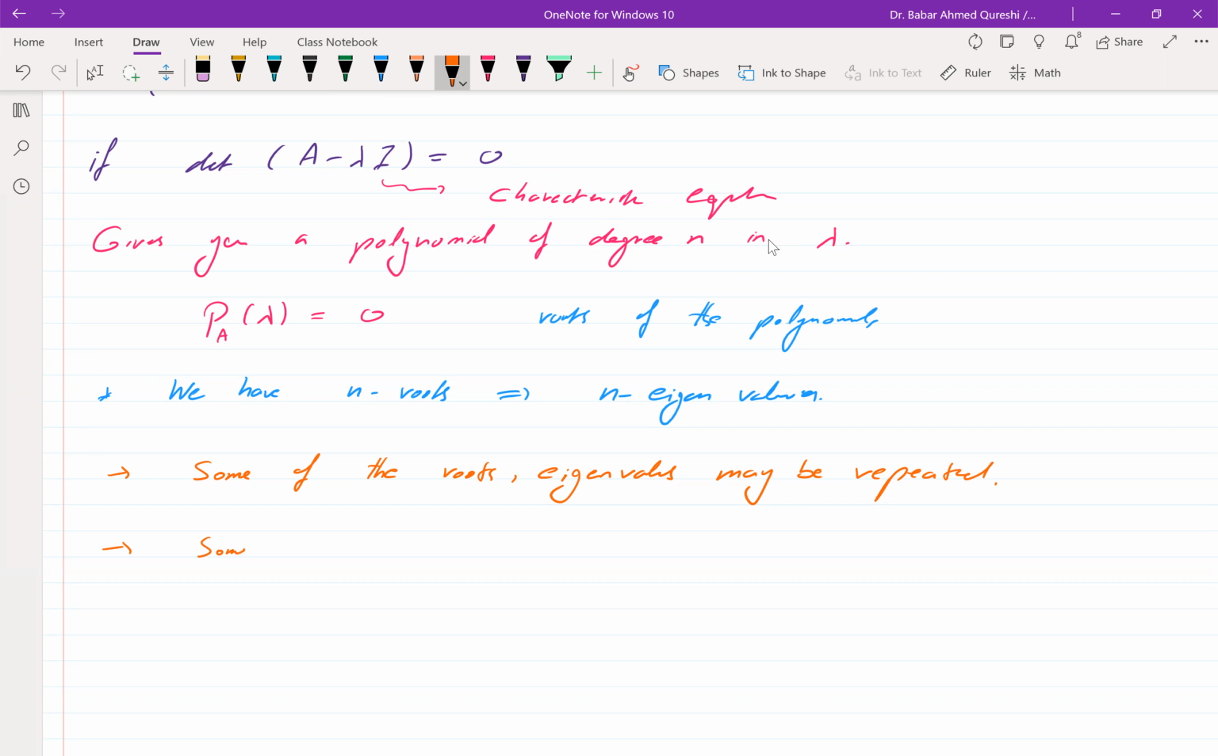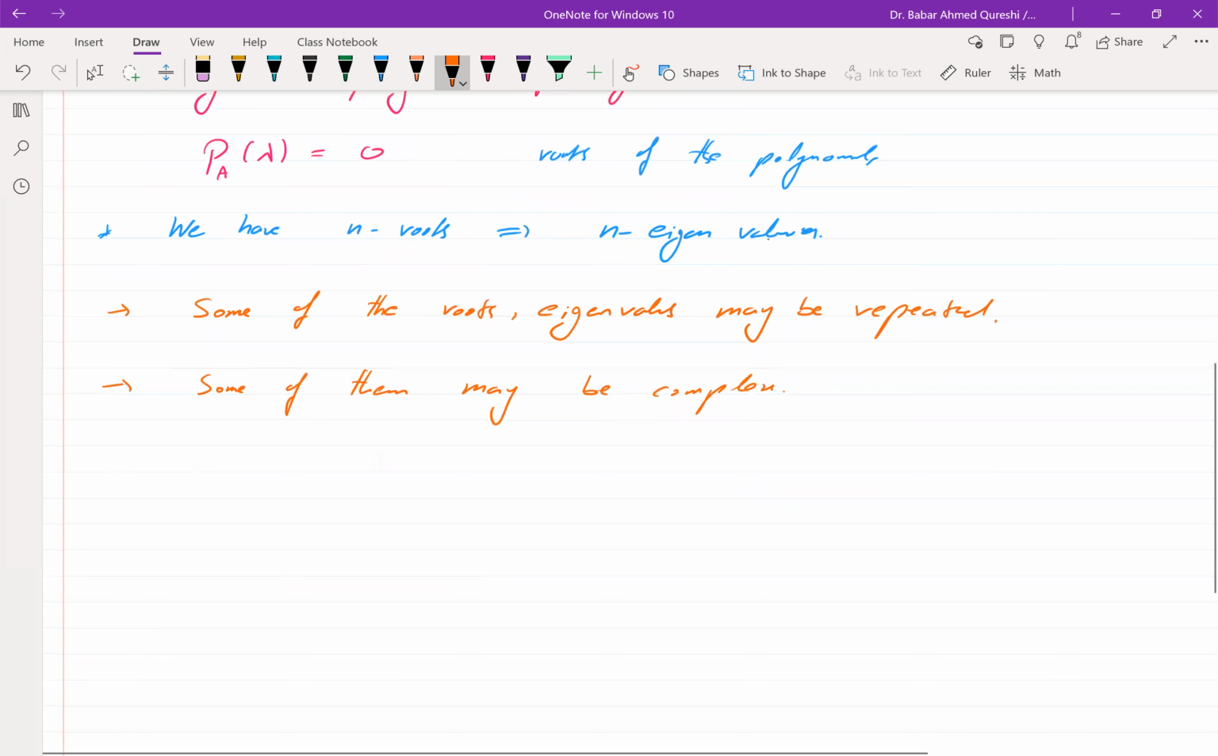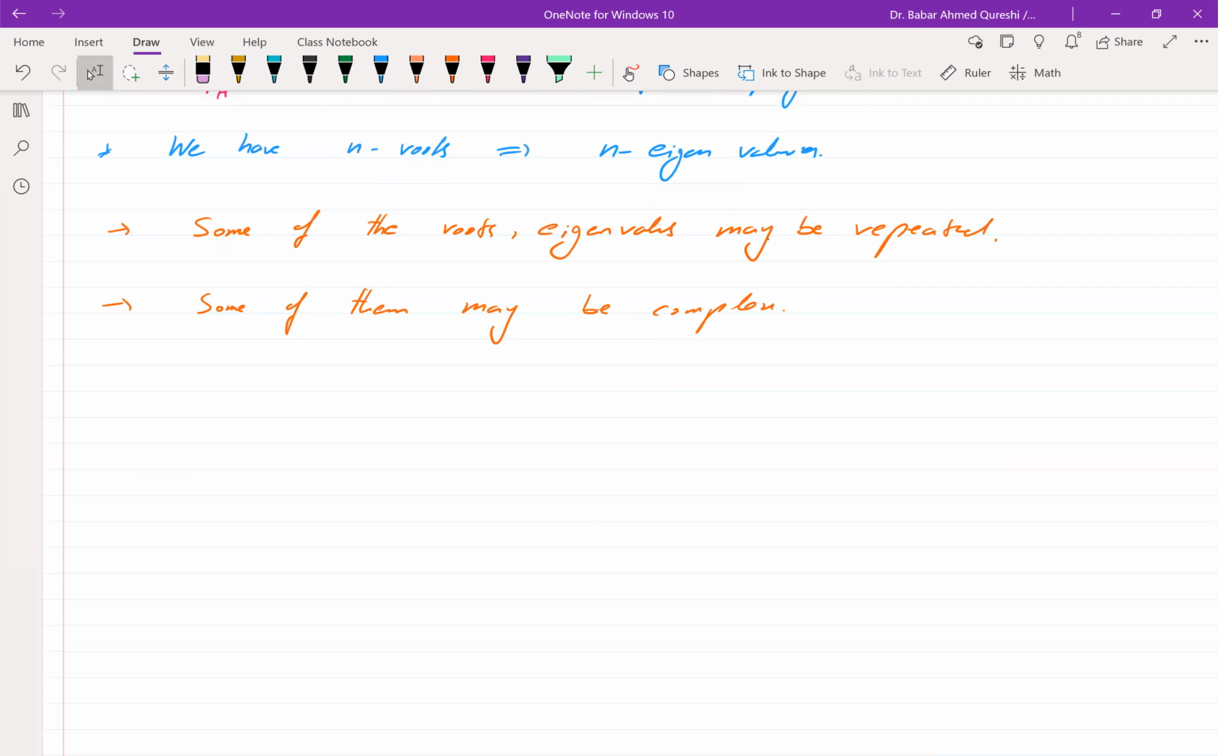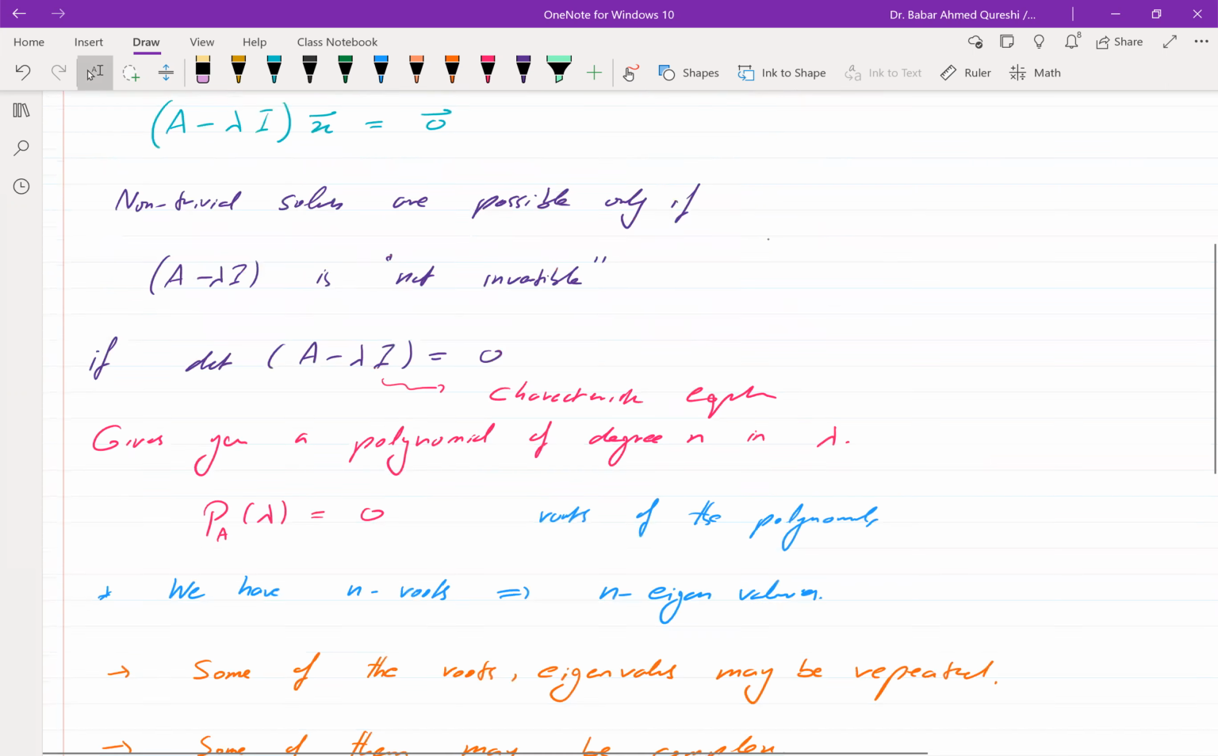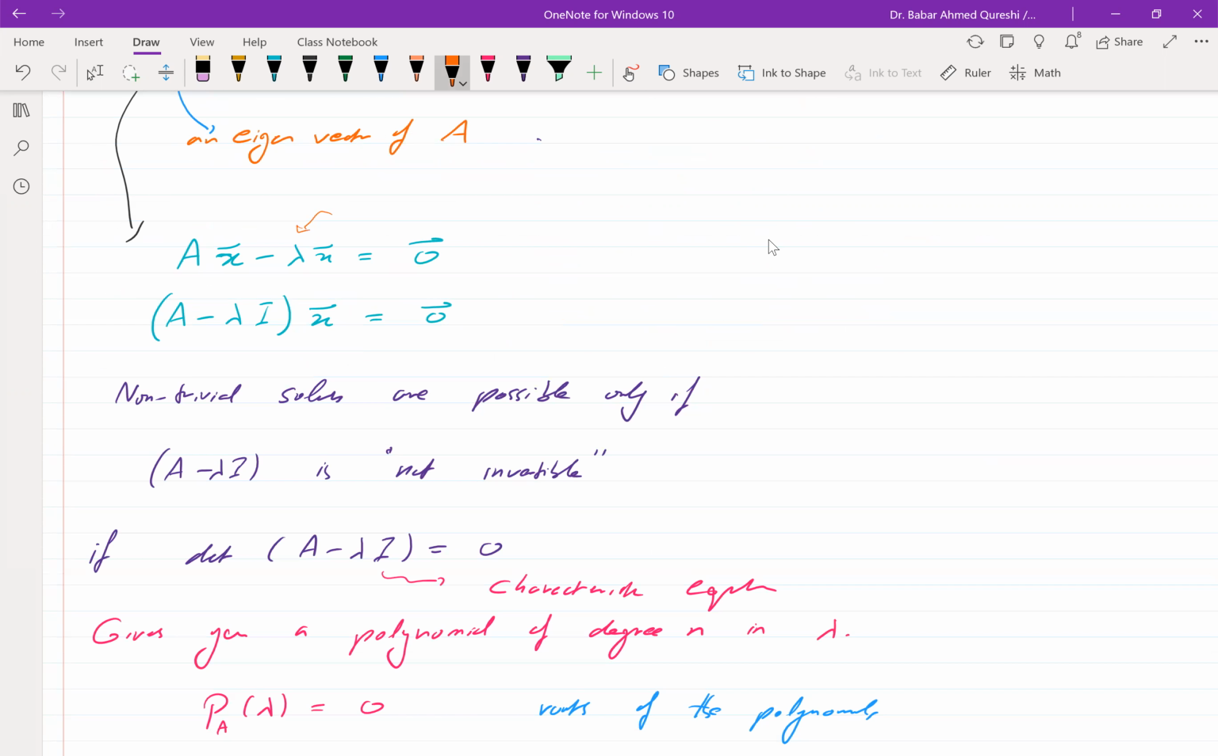And some of them may be complex, because when you say that a polynomial of degree n has n roots, that theorem is proved in complex numbers. It's only in complex numbers that you can find all n roots, generally speaking. So some of these eigenvalues may be complex, and if you are multiplying your vector with a complex number, then you should be ready to consider complex multiplication of vectors. So your vector spaces then become complexified.